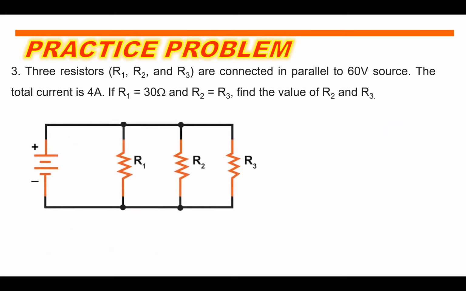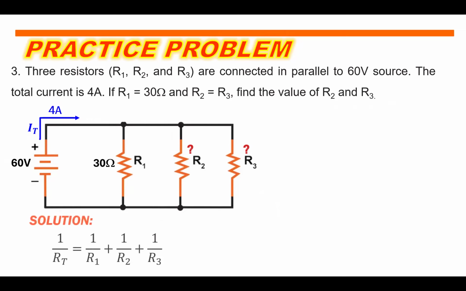So again, we have R1, R2, and R3 connected in parallel to a 60-volt source and the total current is 4 amperes. The value of R sub 1 is 30 ohms. We are asked to solve for R2 and R3. Given that R sub 2 is equal to R sub 3, meaning they have the same value, we are asked to solve for the values of R sub 2 and R sub 3.